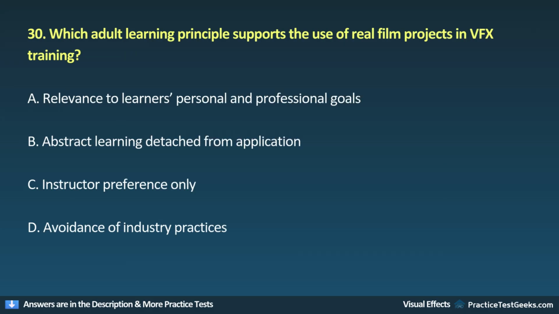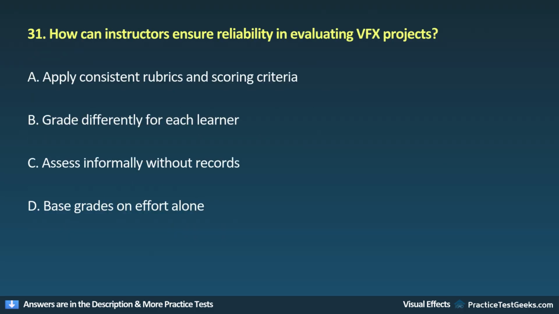30. Which adult learning principle supports the use of real film projects in VFX training? A. Relevance to learners' personal and professional goals. B. Abstract learning detached from application. C. Instructor preference only. D. Avoidance of industry practices.